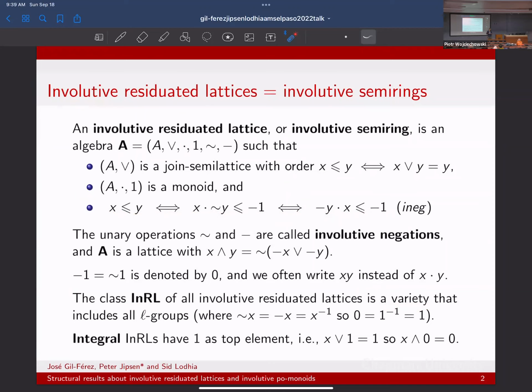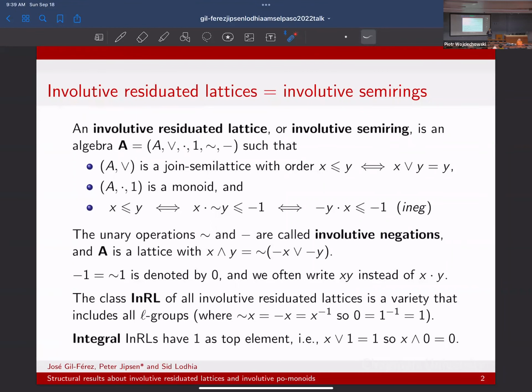But the point is that it includes all lattice ordered groups. So it's a generalization of lattice ordered groups. Every lattice ordered group is an involutive residuated lattice. And the way you get to lattice ordered groups is that the two unary operations are the same, and they're actually the inverse. So when you calculate this 0, which is -1 in our notation, it's actually the inverse of 1, which happens to be 1. So in lattice ordered groups, the 0 and the 1 are the same constant element.